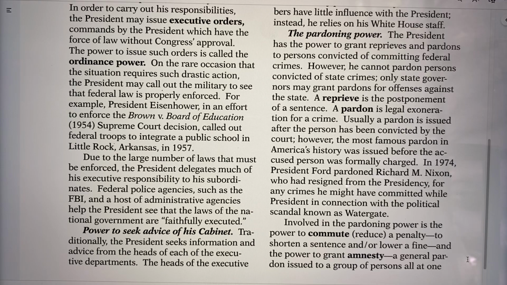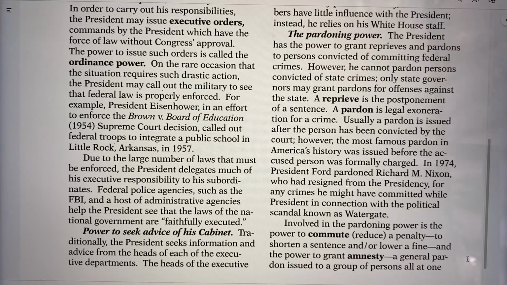The pardoning power. So let's talk a little bit more about the pardoning power here. The pardoning power, first of all, is the power to commute or reduce a penalty. That's one of the powers. It also is the power to shorten the sentence given, or to lower the crime's fine. So if they have to pay a big fine, they can lower the fine, they can shorten the sentence, they can reduce the penalty in that way.